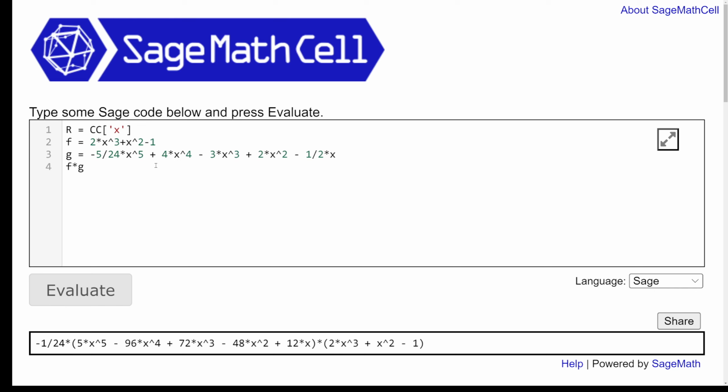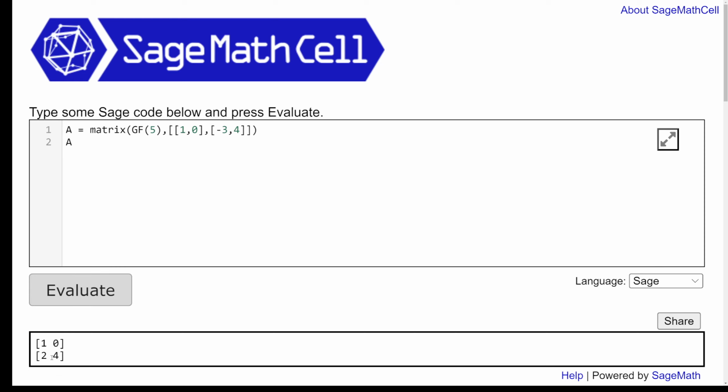I also want to show you some matrix arithmetic. So how would you define a matrix? I think we've already looked at them, but I want to remind you of it. So suppose I wanted a matrix in GF5. I just have to say GF5, and then we're going to do a 2 by 2 matrix. So I'm going to say 1, 0, I don't know, -3, 4. Now the -3 is going to become a 2 if we look at this. That's fine, because in GF5, -3 and 2 are the same.